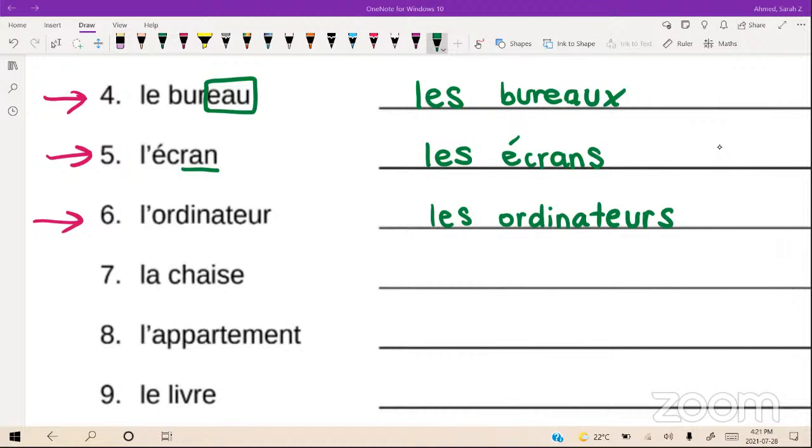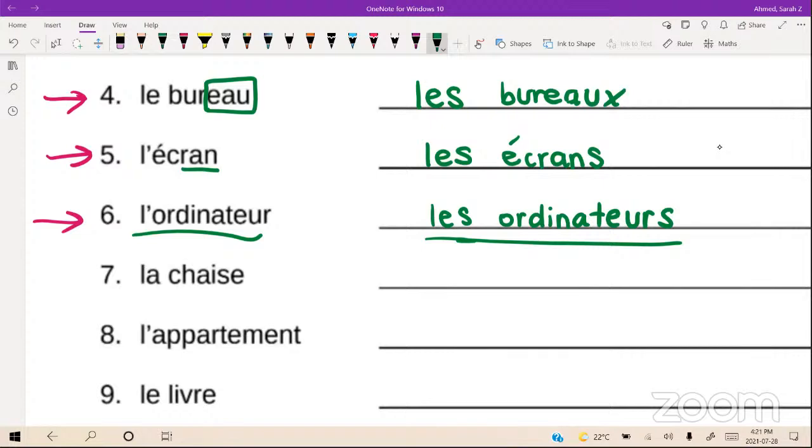Okay, so can you repeat after me? L'ordinateur. Les ordinateurs. Okay, so you want it to flow like one word, and you want this S to be heard. So les ordinateurs. Very good.